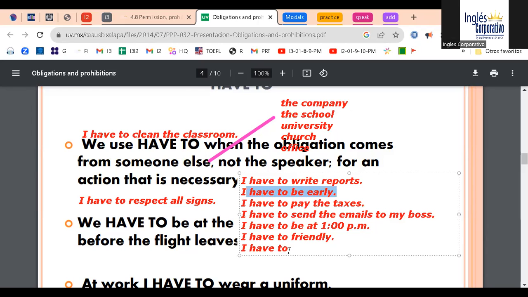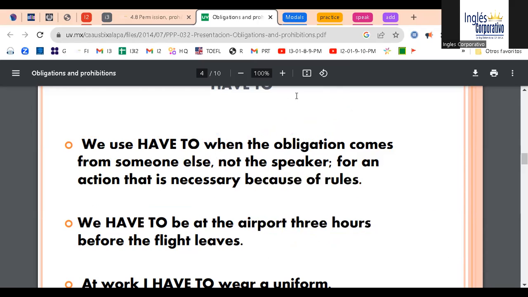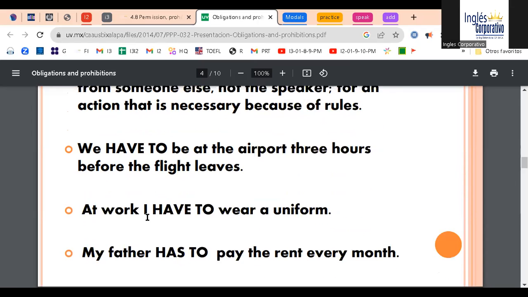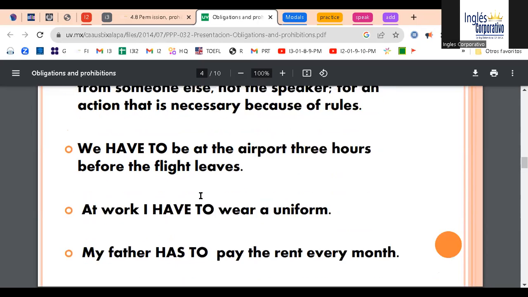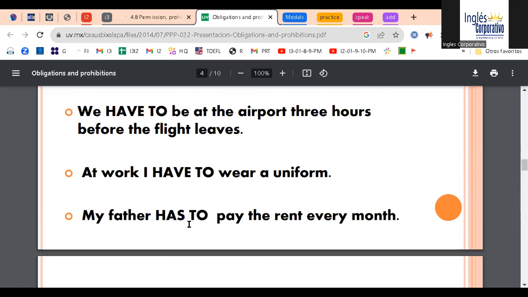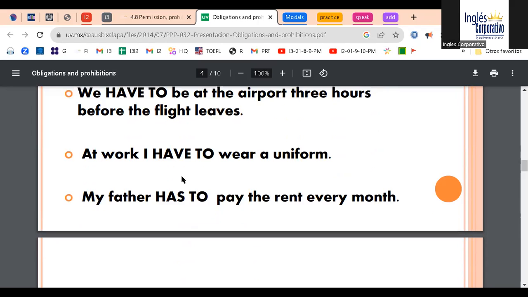Okay. Is the meaning clear between must and have to? Is it clear? Yes, teacher. Okay. I know, you got it. Okay. So at work, I have to wear a uniform. So these are some obligations, right? So that you have to complete for your company. My father has to pay the rent every month.